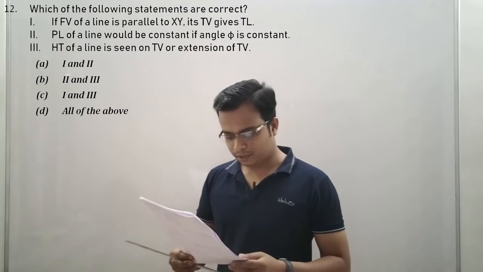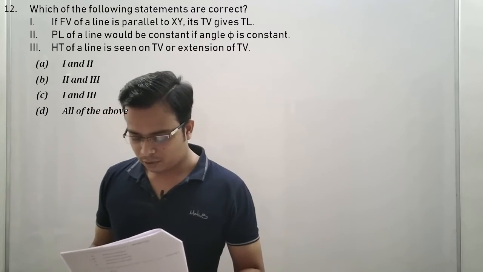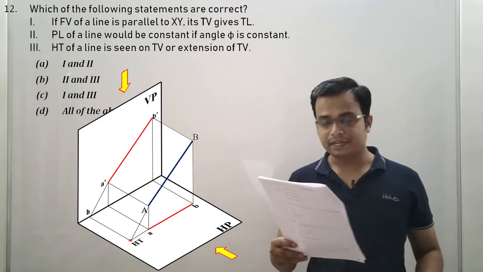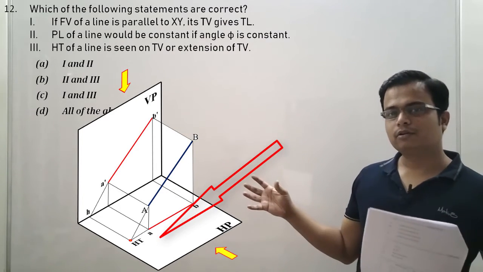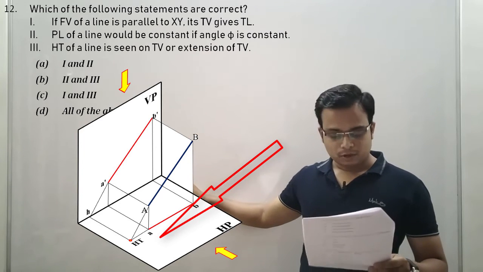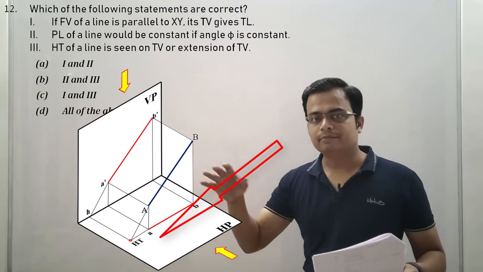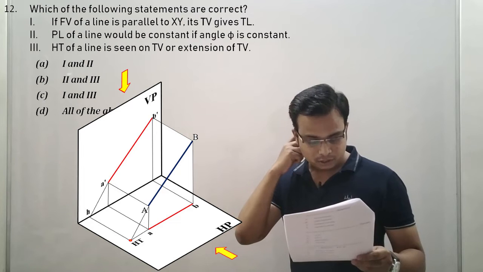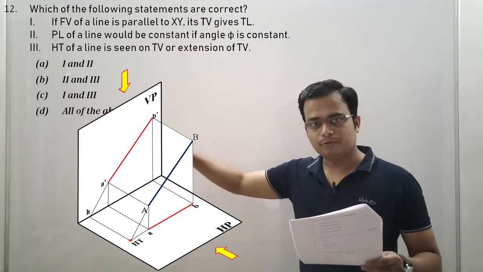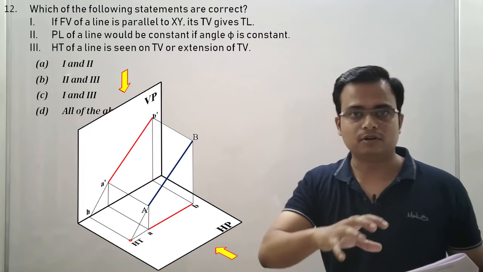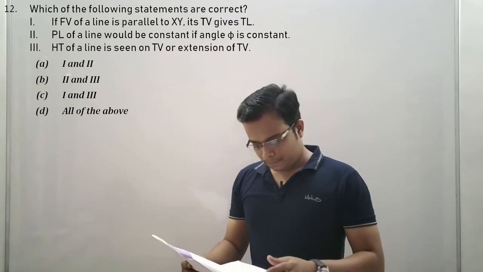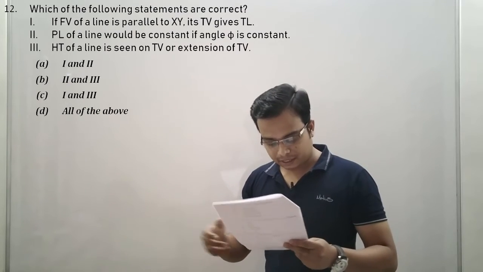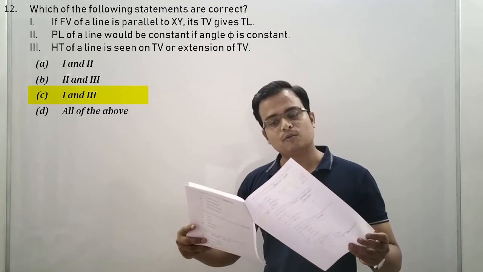Third, let's take a look at this. Horizontal trace of a line is seen on top view, or on extension of top view. We've already seen a lot of things regarding traces. Whenever you want to see the horizontal trace, that is something which is obtained on a horizontal plane. So on horizontal plane, we always get a top view. So top view is associated with a horizontal trace. Always remember that. So the correct options: statement 1 is correct, statement 3 is correct. Do we have an option like that? Yes, 1, 3, option C.